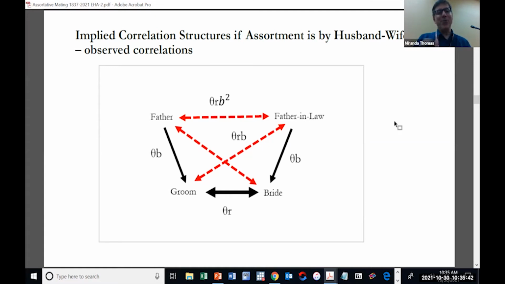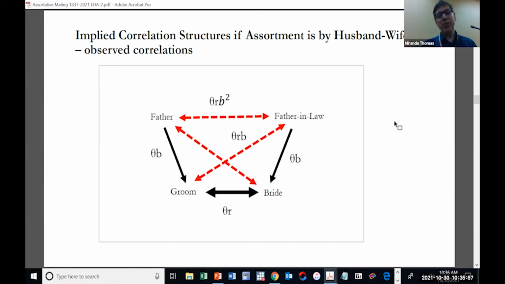And similarly, if you take the father to father-in-law correlation, it's going to be theta RB squared, because you have to go from father to groom to bride to father-in-law, and the measurement error only shows up once, but the other factors then show up each time, multiplying.